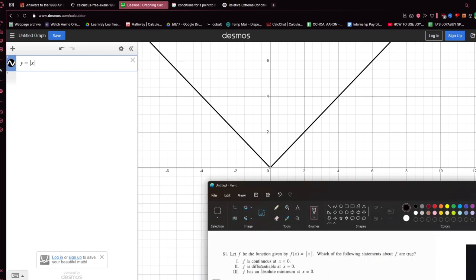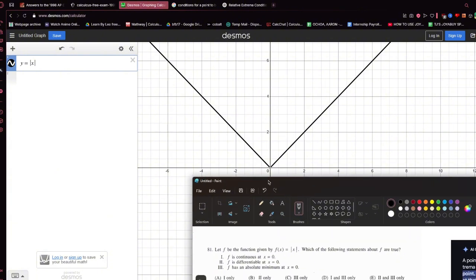Now for 2, f is differentiable at x equals 0. We know that a function can't be differentiable if there's a sharp point. And at x equals 0, there is a really sharp point.